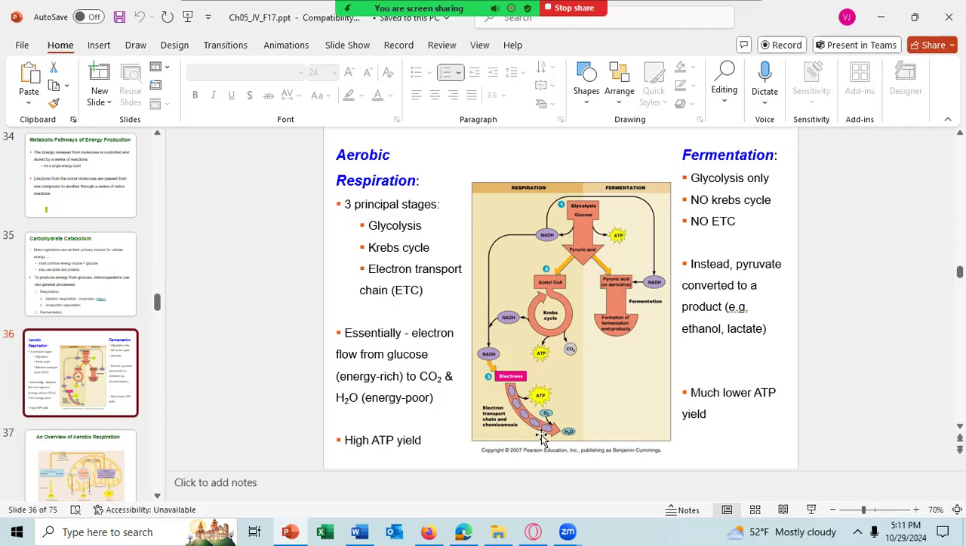Essentially, electrons flow from glucose, an energy-rich molecule, to CO2 and water, which are energy poor molecules. Aerobic respiration has a high yield of ATP.